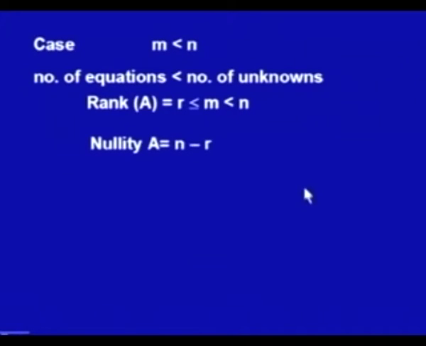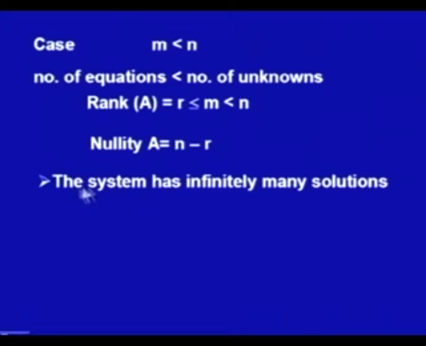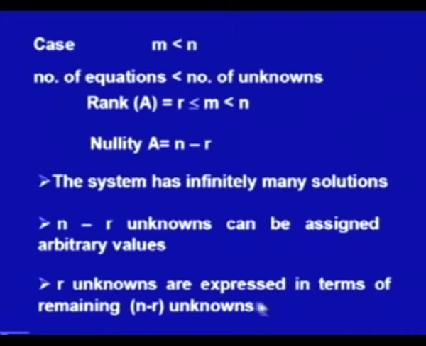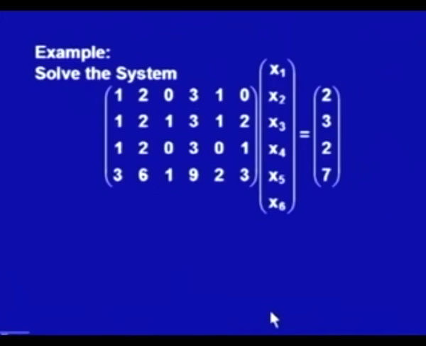So, this is the situation, and then according to the rank nullity theorem, nullity of A is n minus R, and if that is the case, then the system again will have infinitely many solutions. In fact, n minus R unknowns can be assigned arbitrary values, and only R unknowns will be written in terms of remaining unknowns. So, R unknowns are expressed in terms of the remaining n minus R unknowns.